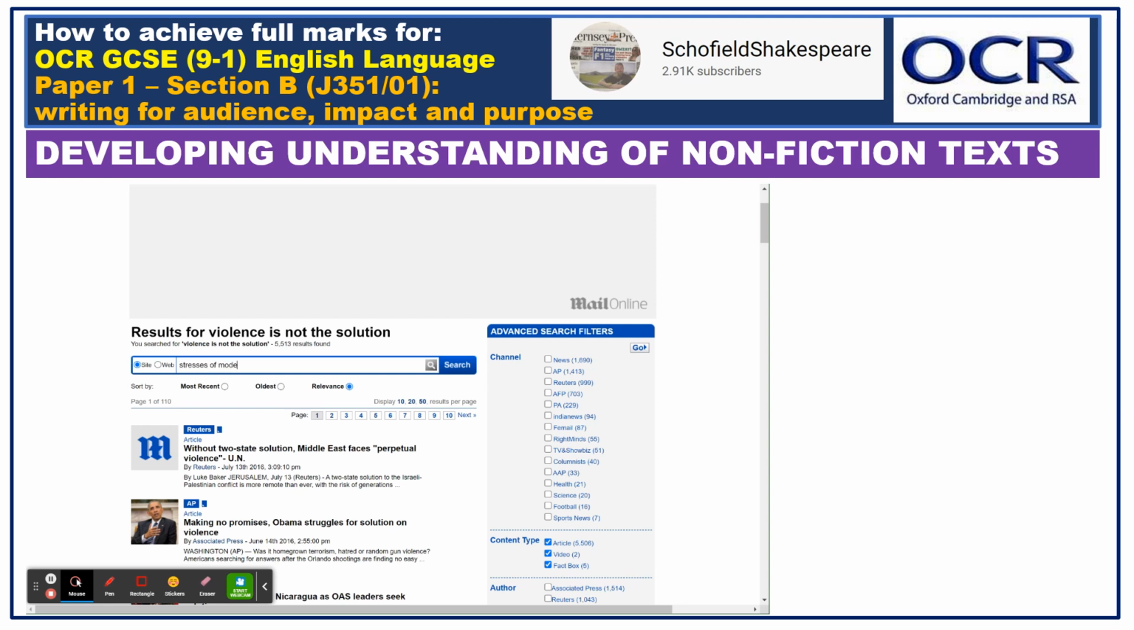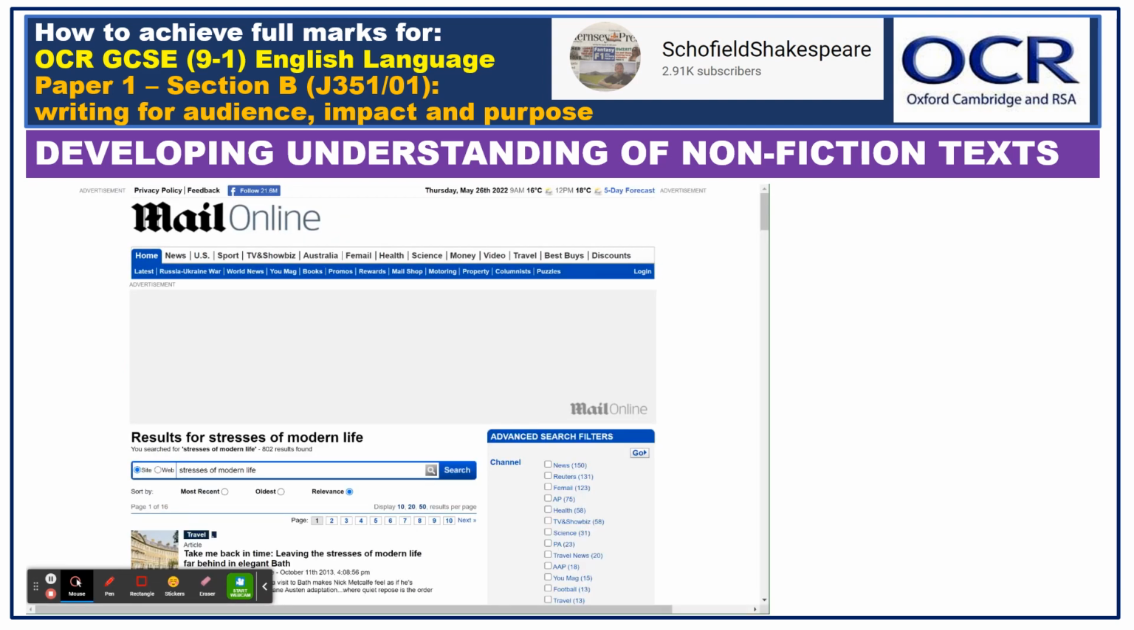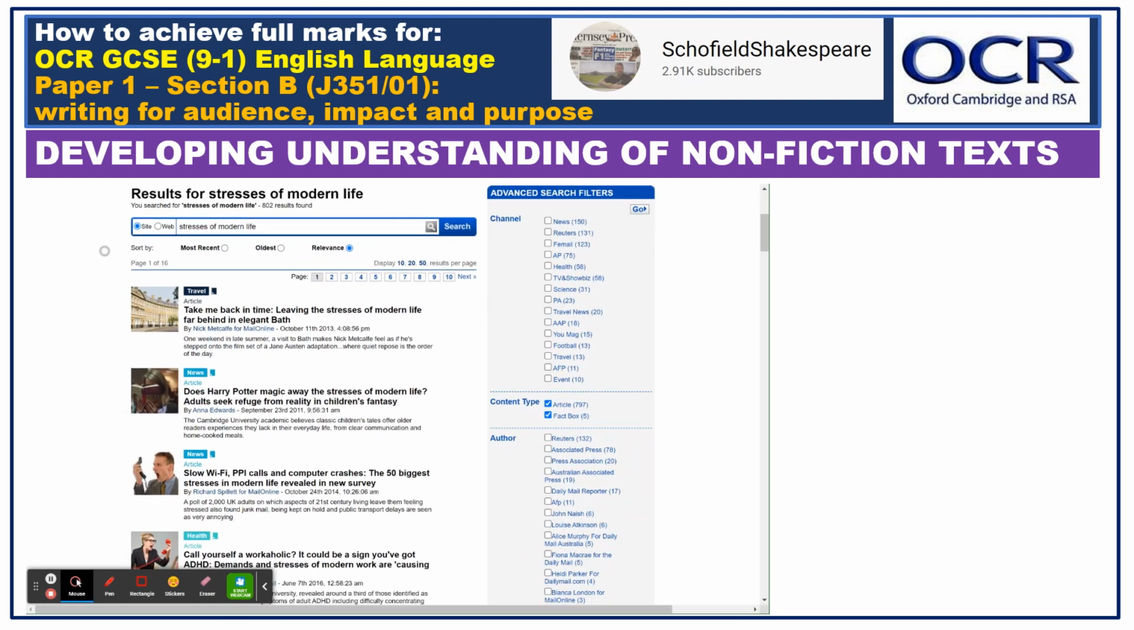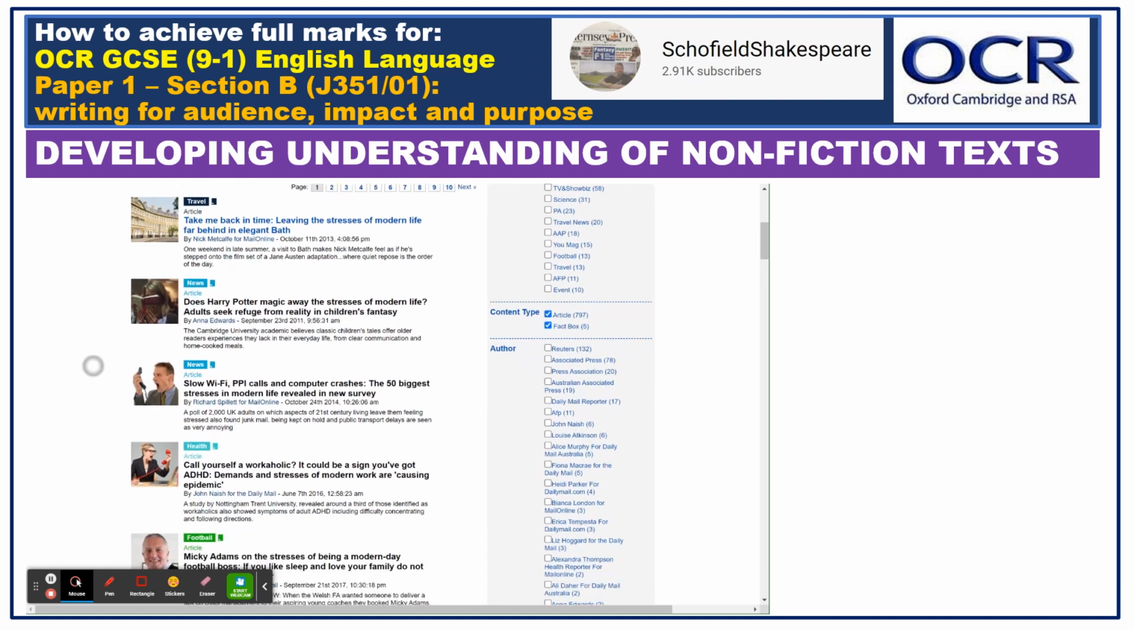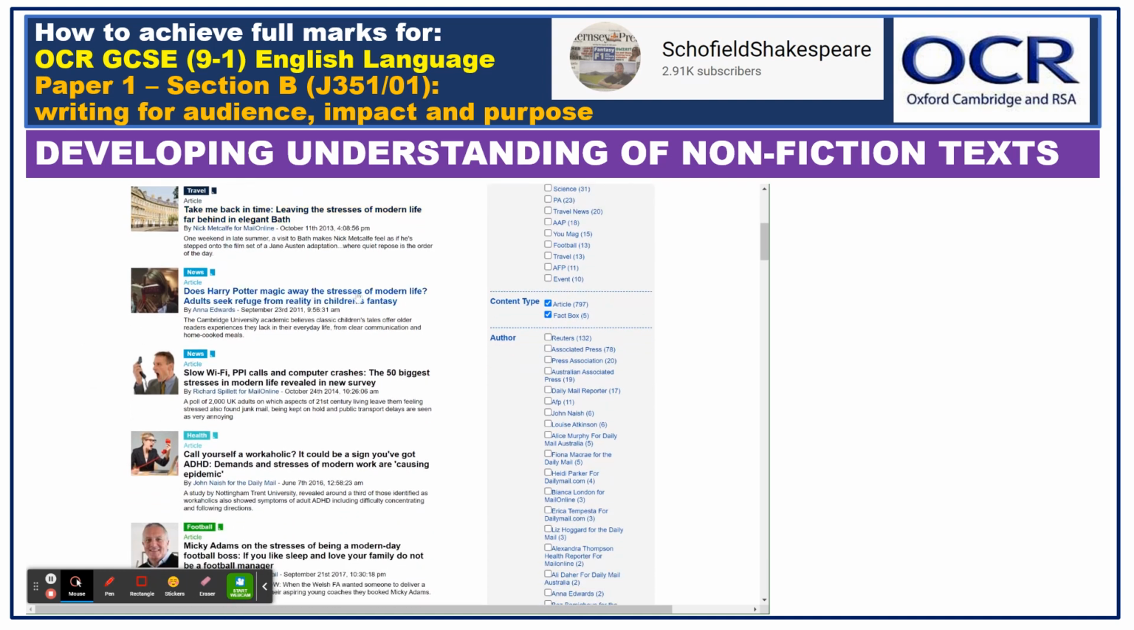Let's try stresses of modern life. And here, perhaps we have some even more pertinent articles. Leaving the stresses of modern life. We've got here, does Harry Potter magic away the stresses of modern life? A link perhaps between problems with Wi-Fi and how stressful that can be in modern life. So clearly taking time to read these articles and also to look at how they're written is likely to help you with this part of the paper.